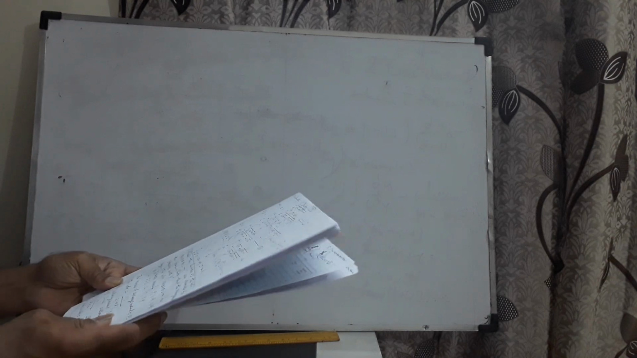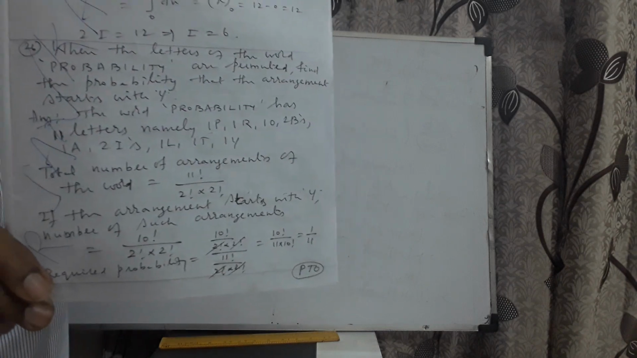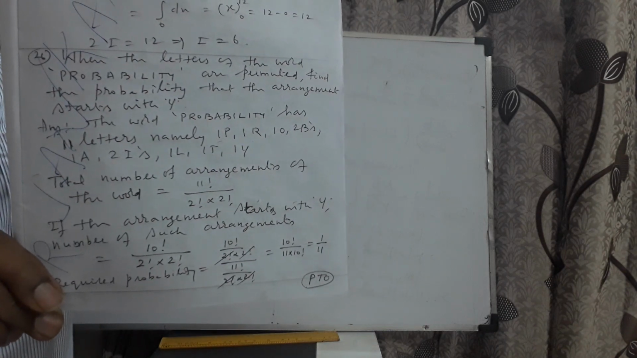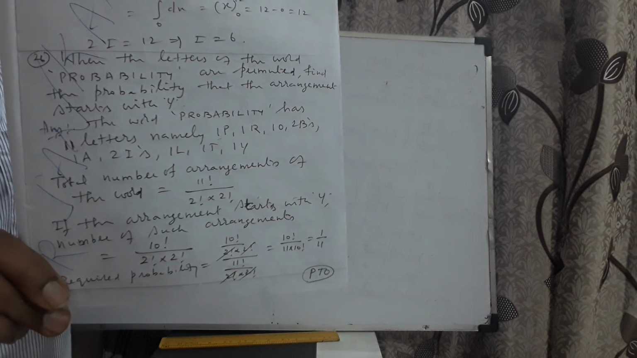When the letters of the word probability are permuted, find the probability that the arrangement starts with Y. See, this is the question given to you. Let me just see how we go about the answer.